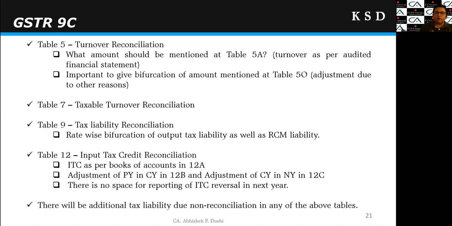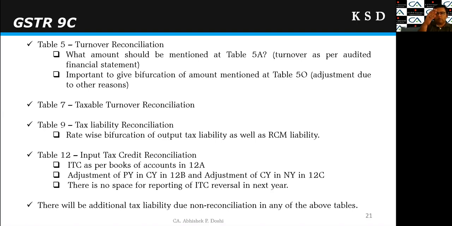In this table, we need to mention the ITC as per books of accounts, then ITC booked in earlier year but availed in current year, or ITC booked in current year but availed in the next year. These two adjustments will be made in 12B and 12C. And then 12D will be the total ITC as per books of account. The total ITC will be matched with the total ITC of the GSTR 9, right?